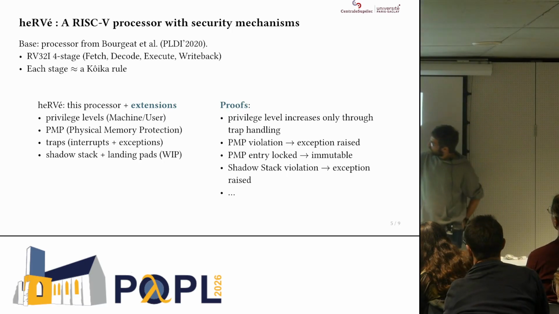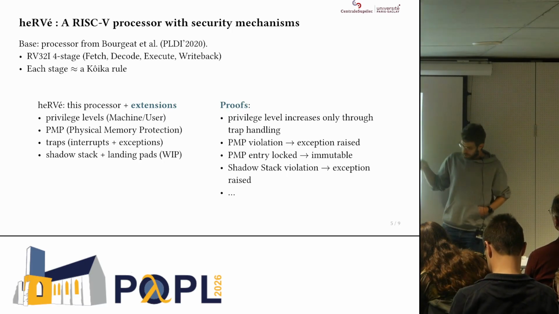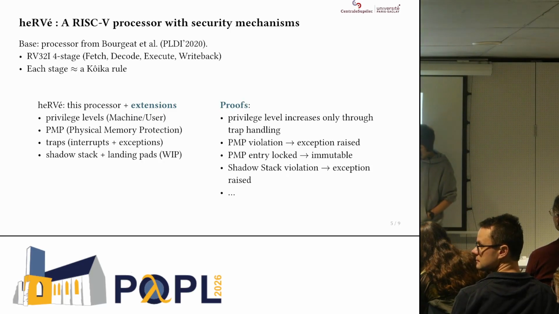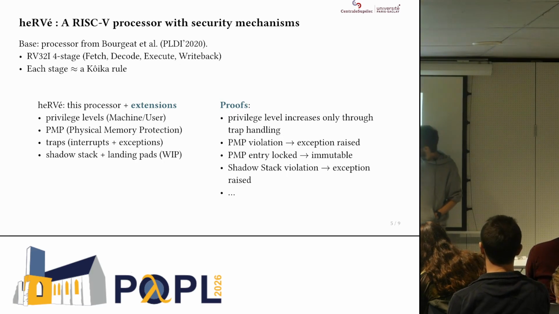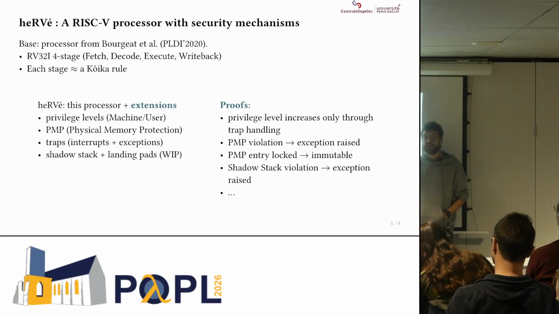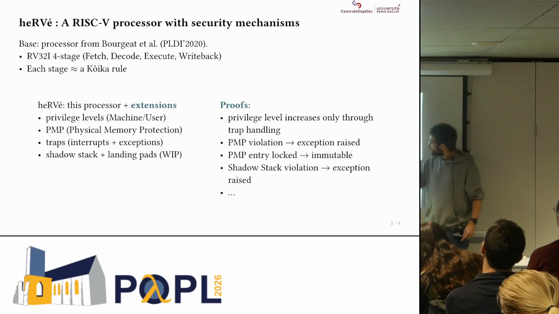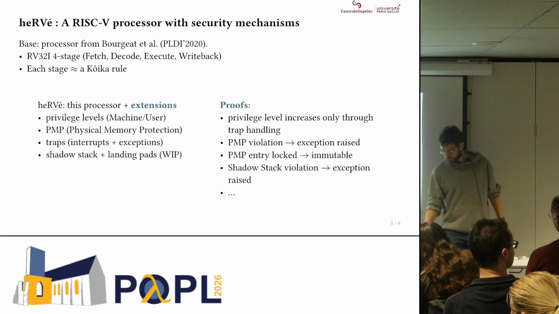And for each of those extensions, we do some proofs that, for example, if we have a memory access that violates the PMP, we access a memory region that we're not allowed to access, then an exception is raised. Okay?